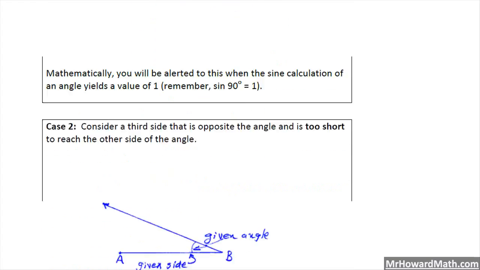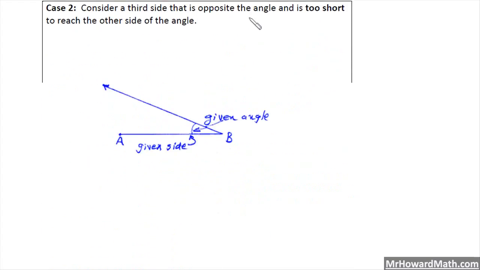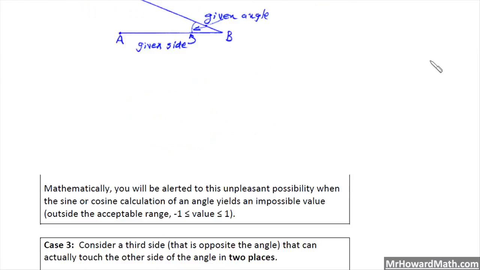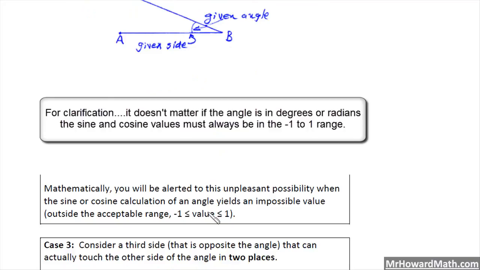Now let's look at case number 2. Consider a third side that is opposite the angle and is too short. So for example like this, it doesn't matter if I put it back this way or lean it this way, it won't reach. And that's the second case that's possible with an ambiguous case. You'll be alerted to that when we have a sine or cosine value that is outside the acceptable range. Cosine or sine of any angle in degrees should always be between -1 and 1. If it's outside of there, then that tells us we've got a problem. The side won't reach. There's no way to make it work.